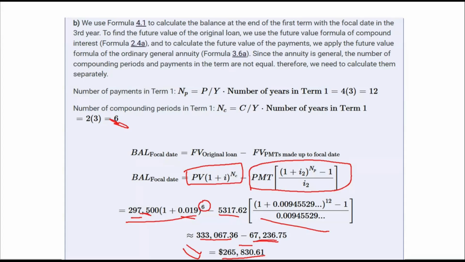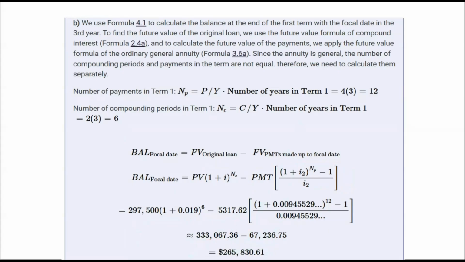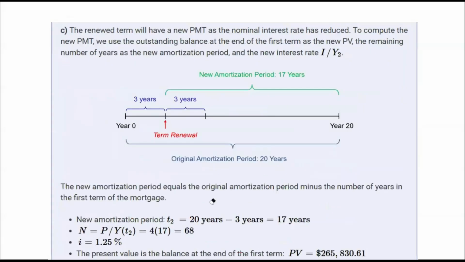And then the second part of the calculation is just a repeat of this, but the interest rate is a little different. So you have the same calculation, but with different numbers. So this 265,830.61 is like a new loan at the end of the first 3 years. They're going to repeat the same calculation. So they're telling you the same thing here. They're explaining all of this.